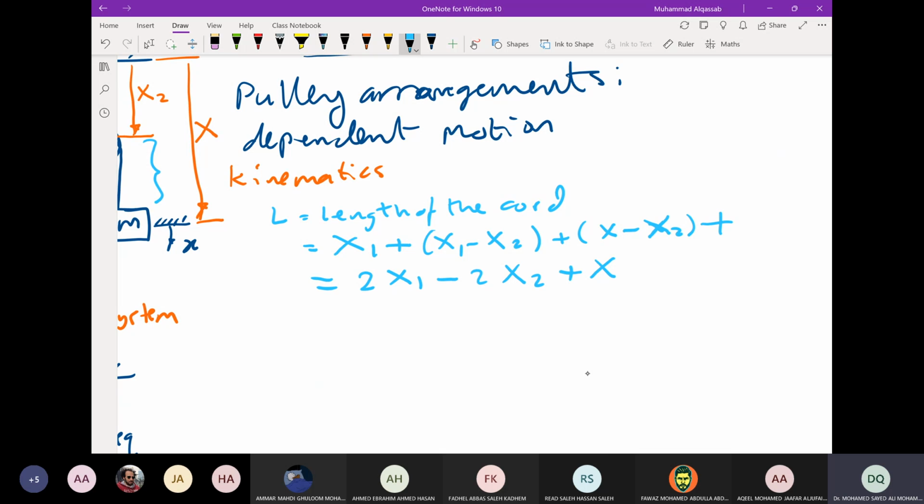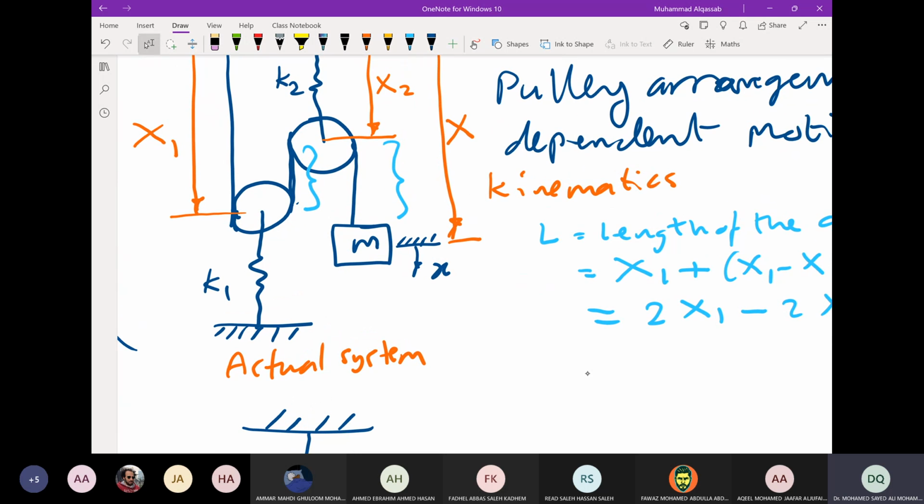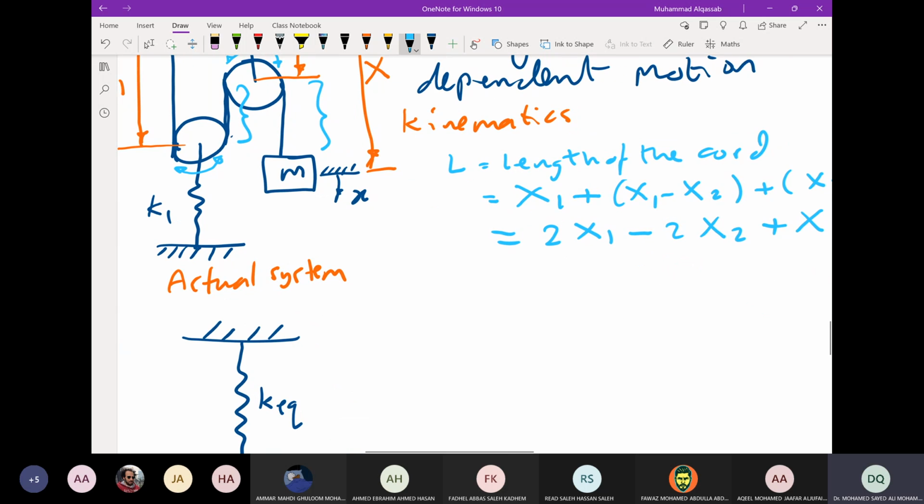Plus a constant, which we usually just neglect. What is the constant? Since we are measuring the length of the cord, this is also part of the length of the cord, and this is also part of the length of the cord. So this is like C1 and C2, and then it is just a constant. This is the length at, let's say, position 1. If you take another position, then you will get L2. So this is L1, and then L2 for another position.